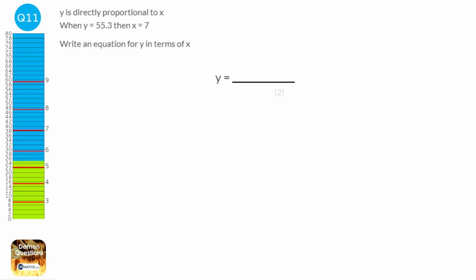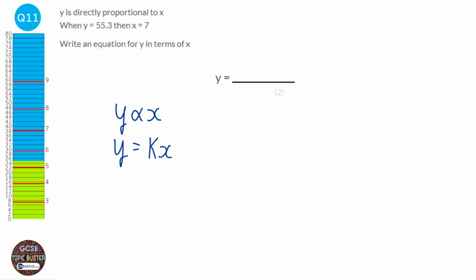So when we say y is directly proportional to x, what we mean is whenever x doubles, y will double. Whenever x halves, y will halve. Now, we've got this proportionality sign here, and to make that an equals, all we need to do is introduce a k constant to the right-hand side. So it's y equals something times x.